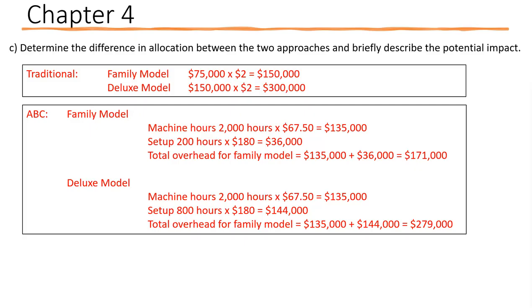Family model, 2,000 machine hours times $67.50 is $135,000. 200 hours of setup at $180 is $36,000. We add those two together to get the total overhead for that model, $171,000. On the deluxe model, 2,000 hours of machine time times the $67.50, so again $135,000. 800 hours of setup at $180 per hour is $144,000. So when we add those together, it's $279,000. Now we can compare the two methods.